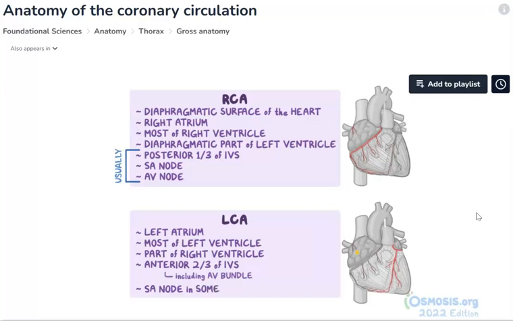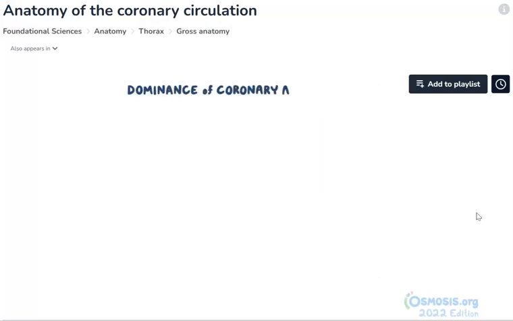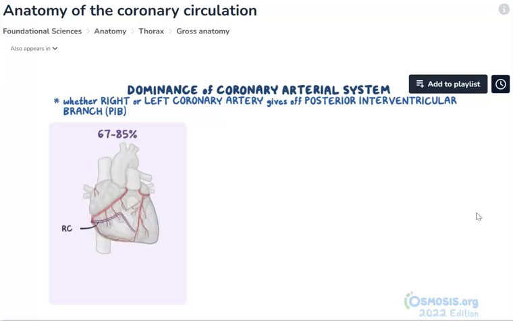And the reason for all the sums and usuallys is because there is something called dominance of the coronary arterial system, which refers to whether the right or left coronary artery gives off the posterior interventricular branch. In 67 to 85% of people, the right coronary artery gives rise to the posterior interventricular branch, so the most common distribution is the right dominant pattern.